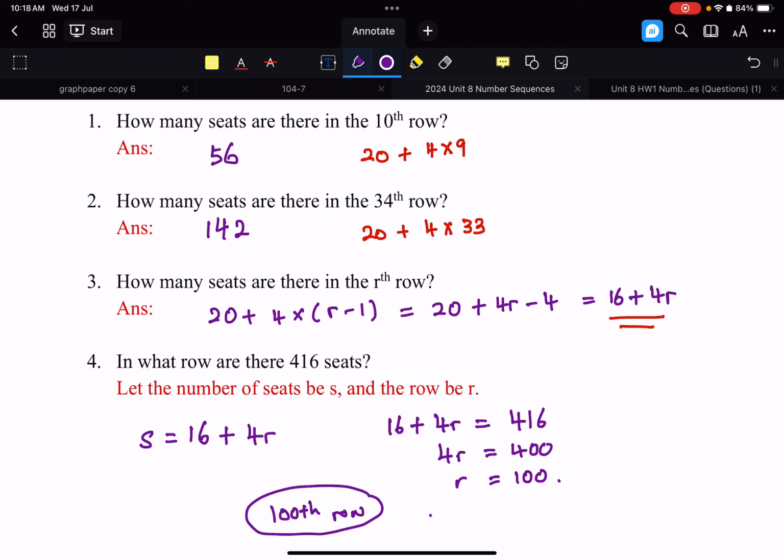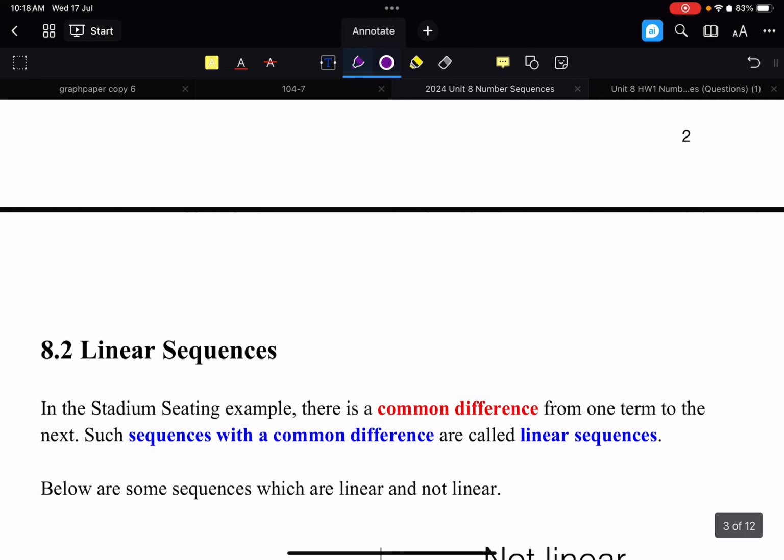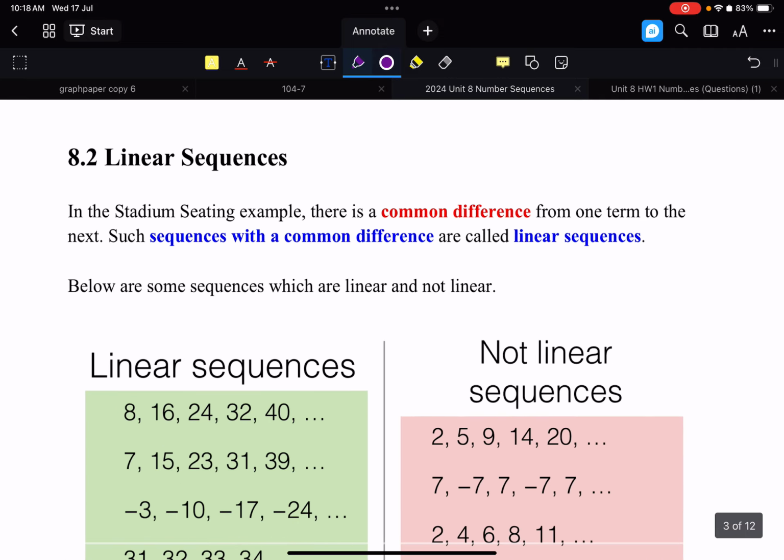That's the solution. Okay, so that's the introduction. Now, the next thing we want to look at is something called linear sequences. Linear simply means that if we were to plot this on a graph, it will be a straight line. Some characteristics are that there's going to be a common difference, as highlighted here. And sequences with a common difference, we're just going to call linear sequences.